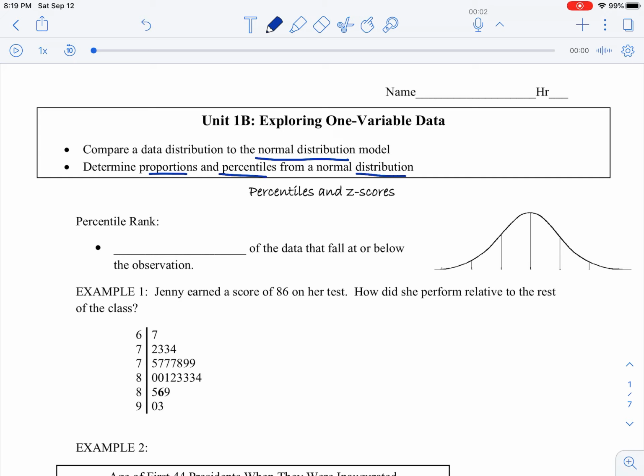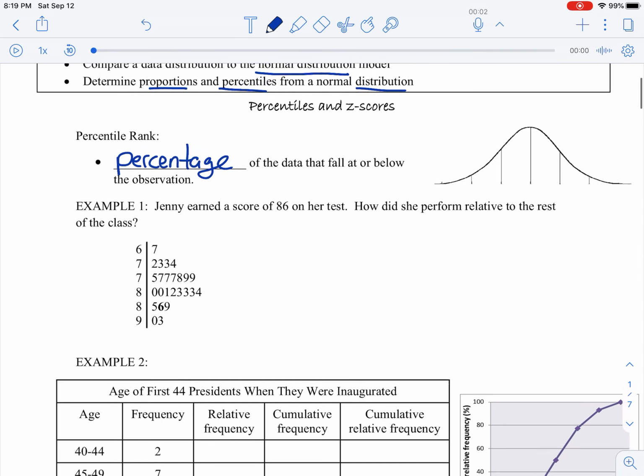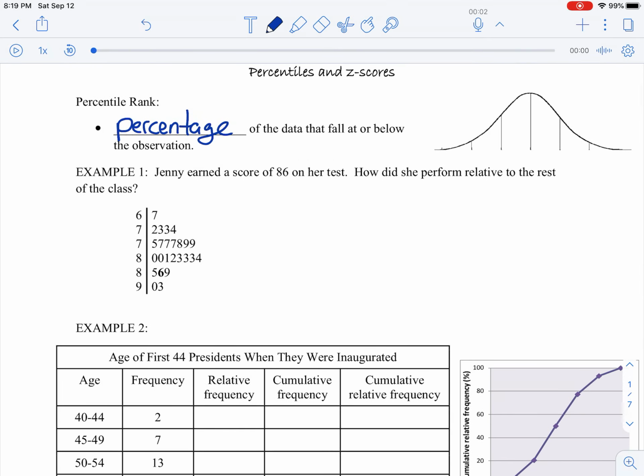So we have to understand what a percentile rank is. The percentile rank is going to be the percentage of data that fall at or below an observation. So here we have Jenny earned a score of 86 on her test. How did she perform relative to her class?